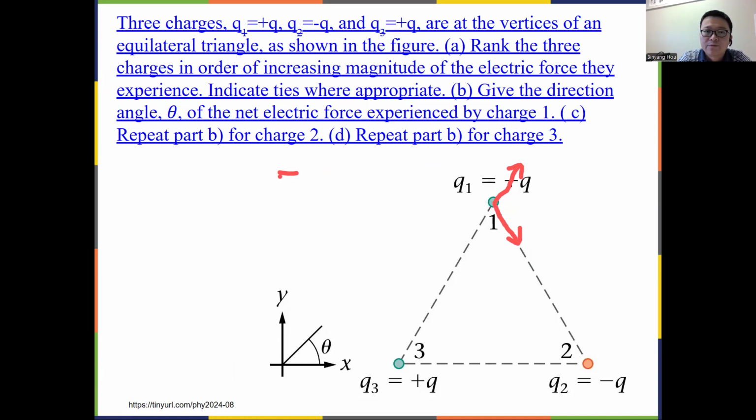The magnitude of the force F should be just the K constant, right, times Q1, which will be Q, and Q2 will be negative Q, but if we take the absolute value, that gives you Q squared, right? And then divided by A squared, the separation. A is the side of the equilateral triangle, okay? So these two should have the same magnitude, or the same length, because the K constant and the Q's are the same, and A is the same for an equilateral triangle, okay?